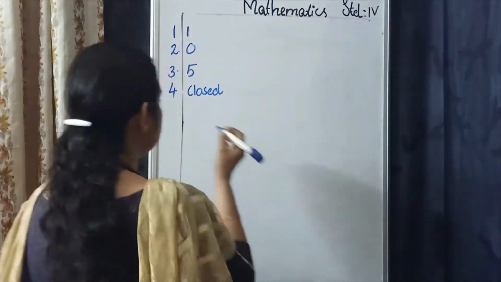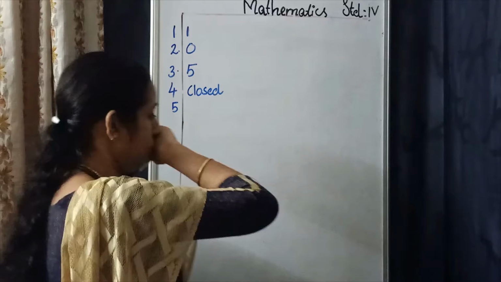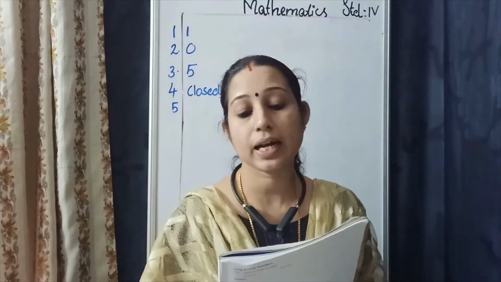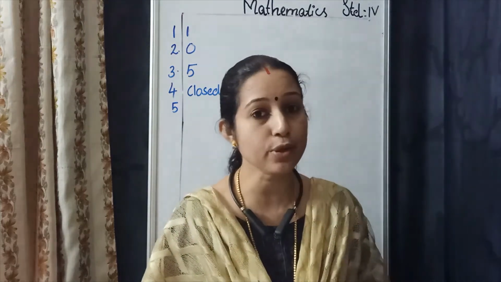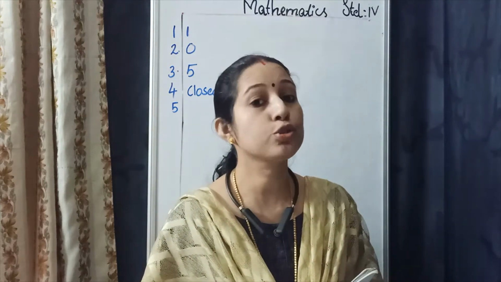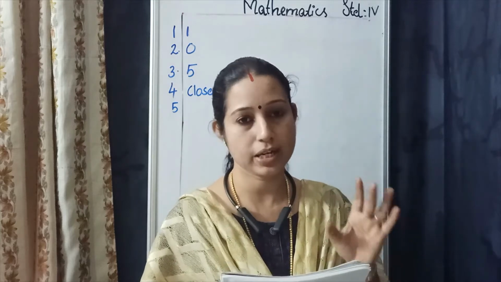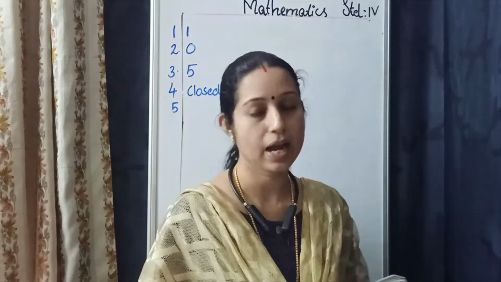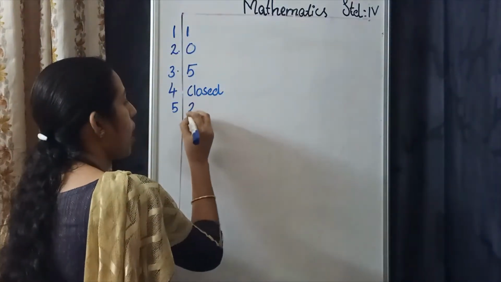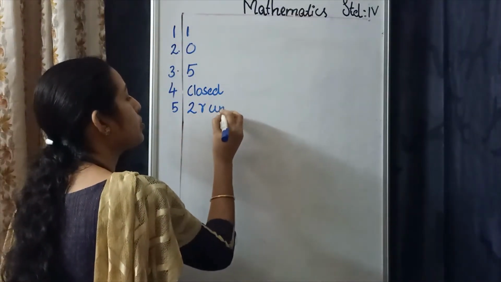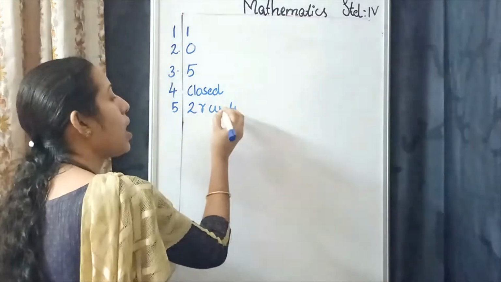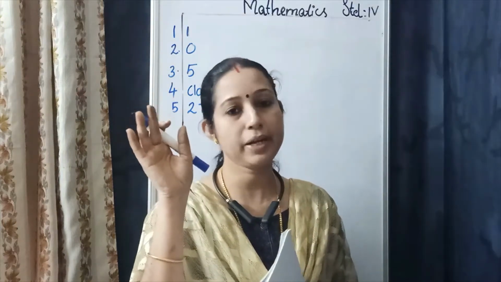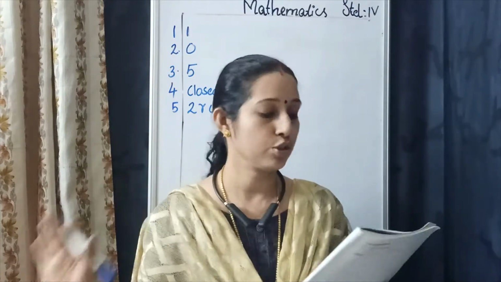Question number 5. The diameter D of a circle with a radius of r units is equal to, what is D? D is equal to 2r. Units means if it is centimeter, 2r centimeter; millimeter, 2r millimeter, etc. So the answer is 2r units. 2 into r is the same as 2r; we just remove the multiplication symbol.